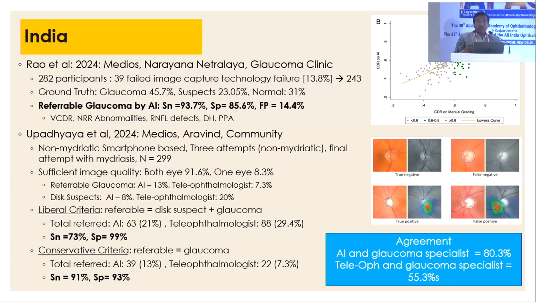The same Medios AI, when applied in the community, showed sensitivities ranging from 73 to 90% and specificity from 93 to 99%, depending upon what the endpoint is. Are we putting disc suspects as referable glaucomas, or only glaucomas as referable glaucomas, based on the AI results? The interesting feature here was that when we compared AI with a glaucoma specialist, the agreement was 80%, whereas when compared with a teleophthalmologist, the agreement was much lesser. So actually, the algorithm was performing better than a teleophthalmology glaucoma fellow in this particular study.